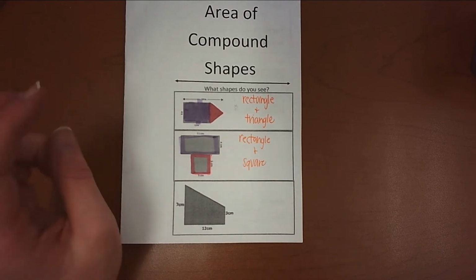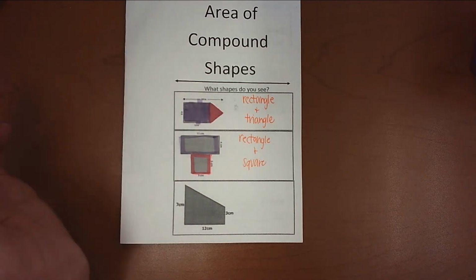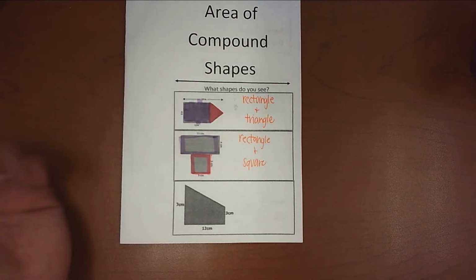We're also going to be finding perimeter today, and remember that perimeter is the distance on the outside of the shape. We'll be finding perimeter of these shapes as well when we go on to the inside of our foldable.